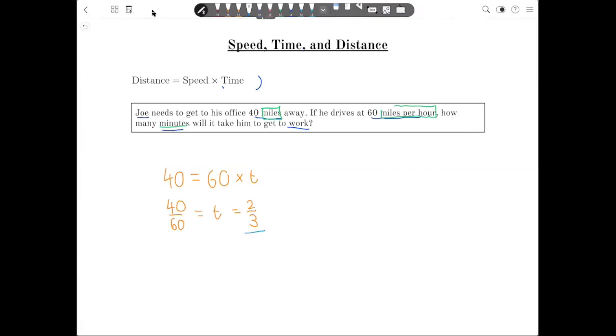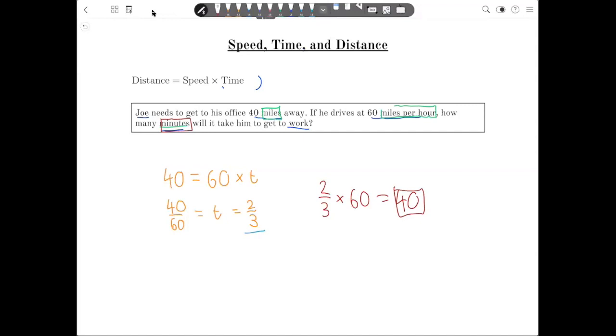So we actually have to multiply by 60. We have to get 40. It's actually going to be 40 minutes because we're asked to find it in minutes. So make sure to be very careful about these units things.